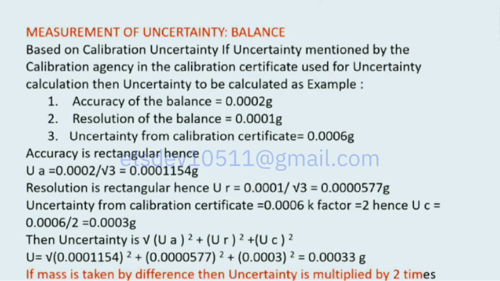All right. So this is again the measurement of uncertainty for a balance from the manufacturer's specifications. If the accuracy of the balance from the manufacturer's certificate is given as 0.002 grams, the resolution is given as 0.001, and the uncertainty of calibration is 0.006, then, as I said, this is rectangular. So divide this by root 3, divide this by root 3, divide this by 2, and then take the sum of squares of all this, and the final uncertainty for the balance is this.